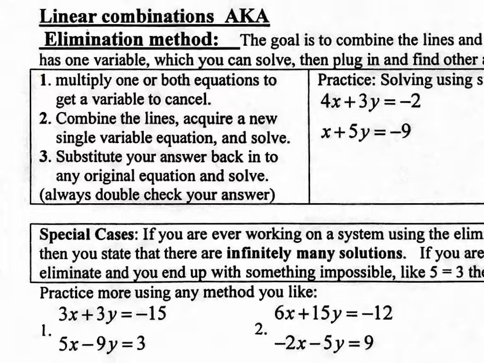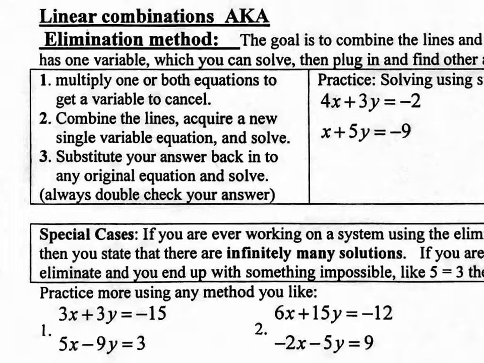So if you look at step 1 right here, it says multiply one or both equations to get a variable to cancel. Now, let me just ask you this. If I look at this top equation and this bottom equation, and if I were to combine them, what's 4x plus x? 4x squared. No, I just said plus, not times. It's 5x. In other words, 4x plus x, if I combine the 4x and the x, it does not cancel out, right? If I combine the 3y and the 5y, it does not cancel out. It gives me 8y. Got that, Sarah? Yeah? Okay.